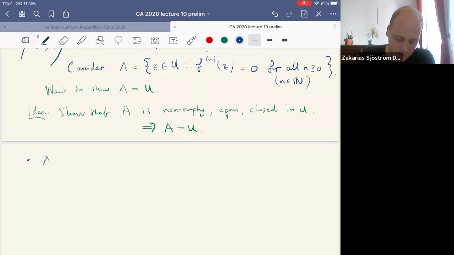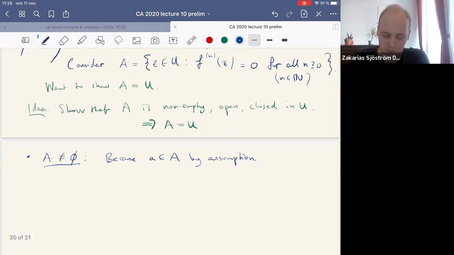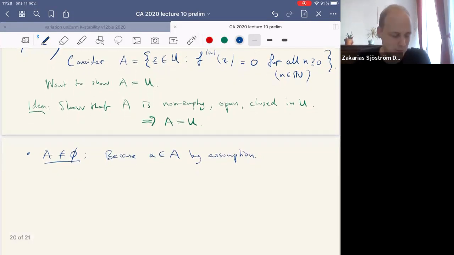So in our case, let's verify that it's non-empty. So this is true because the point A is in here by assumption. Because we were assuming that there was a point A where all the derivatives vanished, and we wanted to show that then the function must vanish everywhere. So this one is true by the hypothesis. Then to show that A is closed, how can we do that?